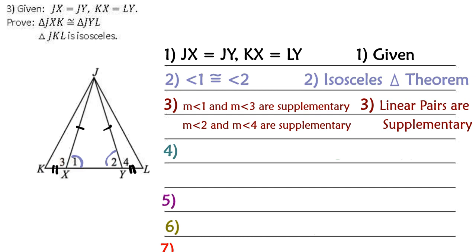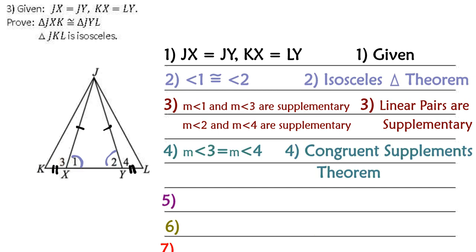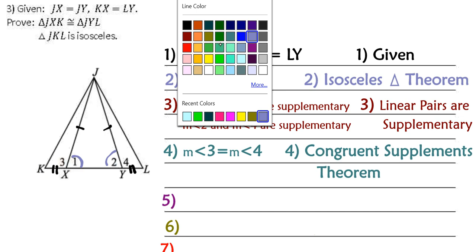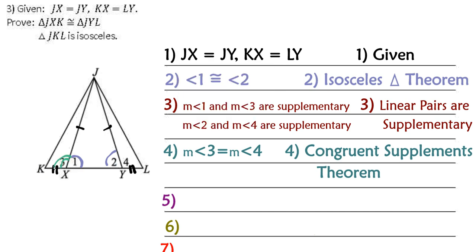Now, the reason why I'm using the word supplementary instead of the equations add up to 180 is so I can use the congruent supplements theorem to say that angle 3 is equal to angle 4. If two angles are supplementary to the same angle, or in this case, supplementary to congruent angles, then they have to be equal to each other. So that conveniently gets us angle 3 congruent to angle 4.